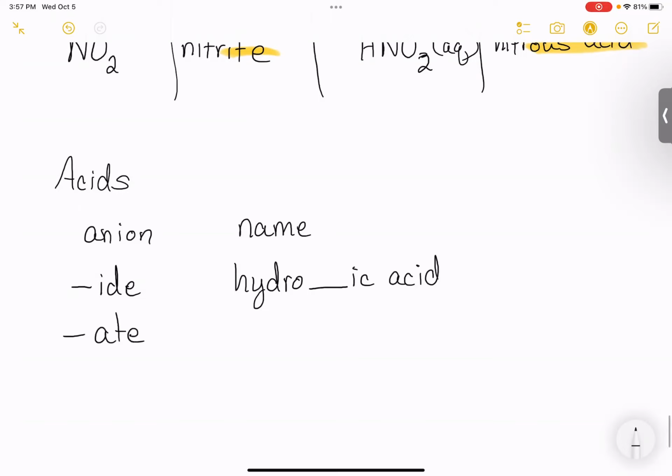ATE, it is just ic acid. And ITE, it is just ous acid. And the number of hydrogens, no matter whether it's a binary or an oxy acid, the number of hydrogens is the same as the charge on the anion.